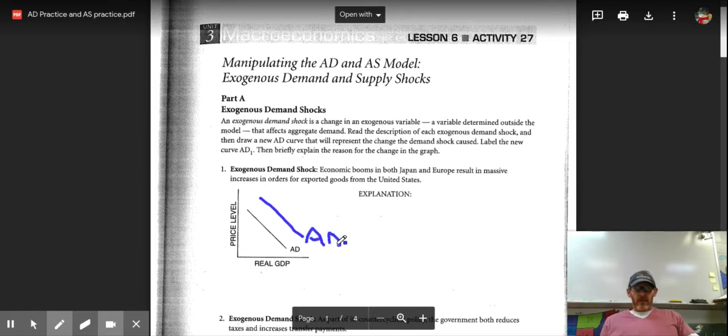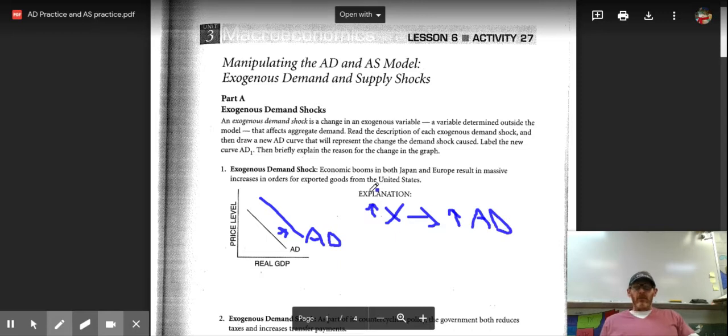So we'll have an increase in AD, and the explanation would be, what portion of the AD would it affect? Well, an increase in X, or the X portion, the net exports, would lead to an increase in aggregate demand, right? So that would be an example of how you would do that.